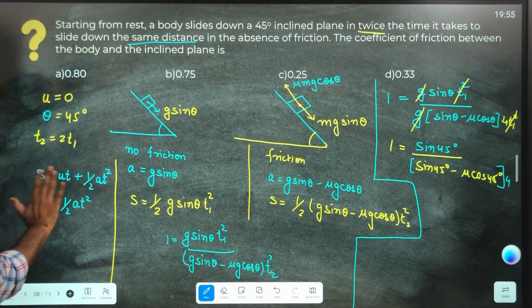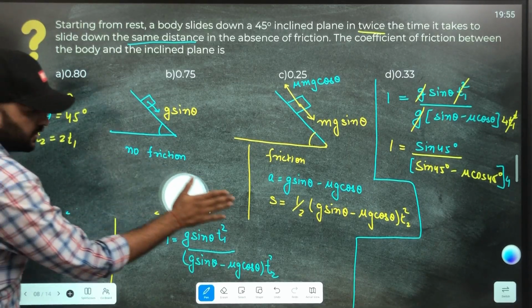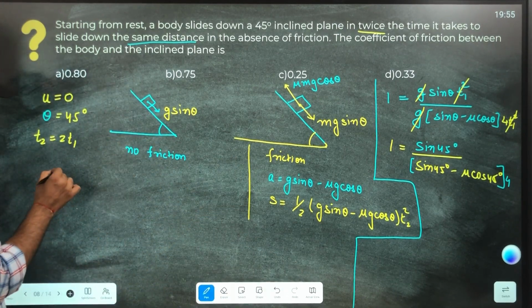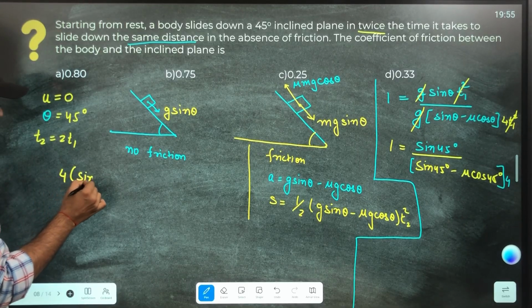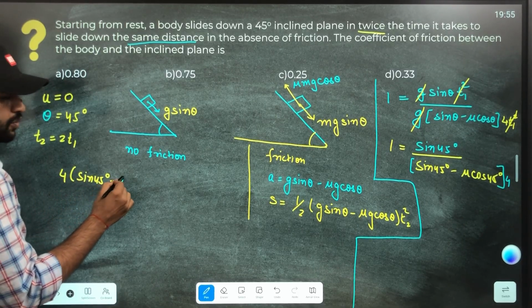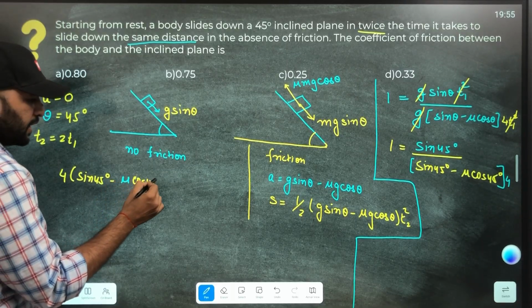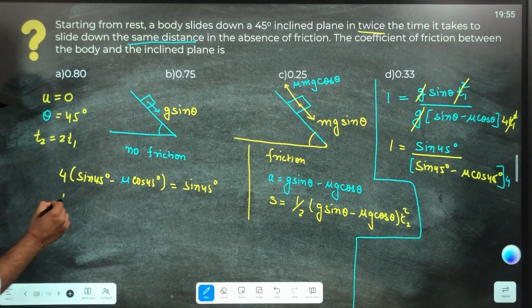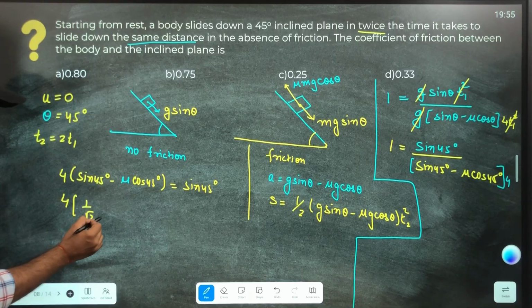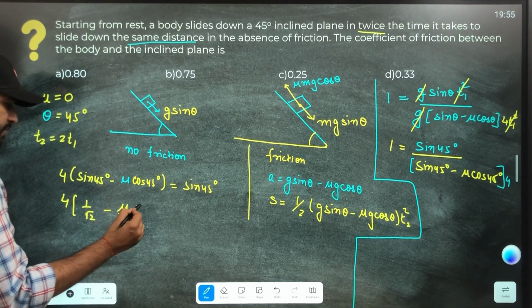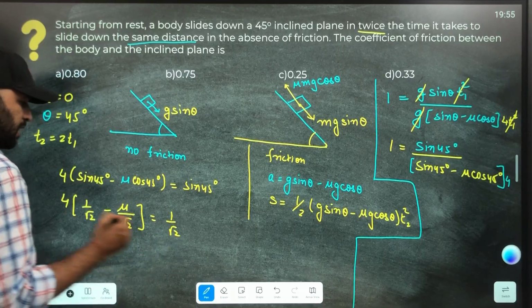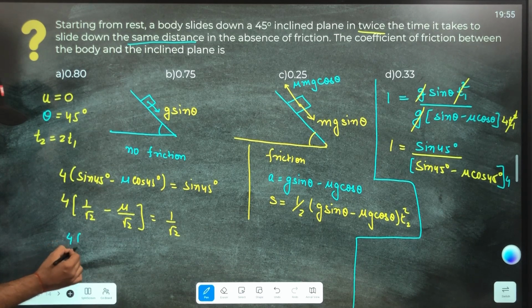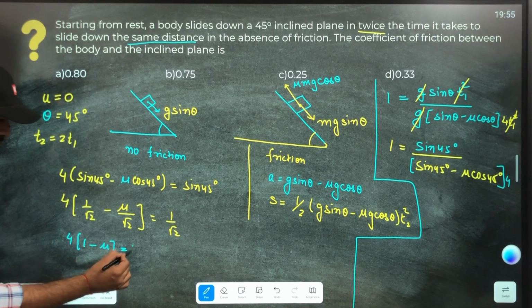Let me remove this whole part so that we can solve the remaining part of this problem. Let's cross multiply. So it will be 4 times (sine 45 degree minus mu times cos 45 degree) equals sine 45, correct? Let's substitute the values from 10th standard: sine 45 is 1 by root 2, and cos 45 is also 1 by root 2. Multiply the whole equation with root 2 so that all the root 2 goes and you are left with 4 into (1 minus mu) equals 1, correct?